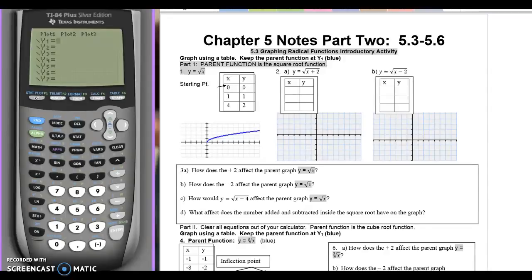So you need to know where the x button is. The x button is right next to the alpha button. It says x, comma, t, comma, theta, comma, n. So that's your x button. If you need to enter x, that's the button you push.